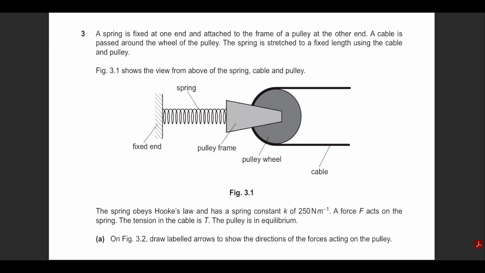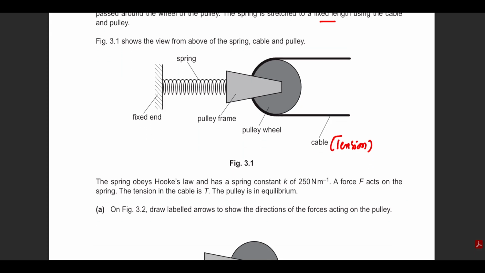This was a very interesting question. It's a new type of question, but it's a good one. So it says that a system is attached like this. There are cables, and I know that in cables we have forces called tension, T. So the spring is attached to a fixed length using a pulley, XYZ, everything is given.